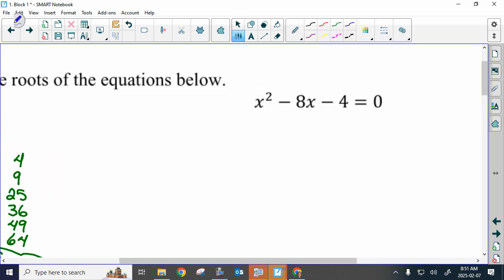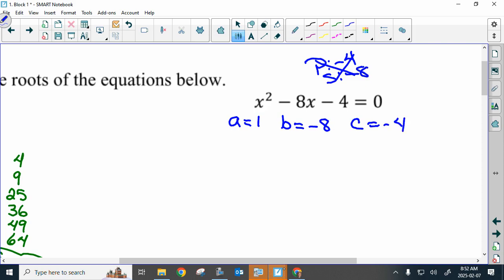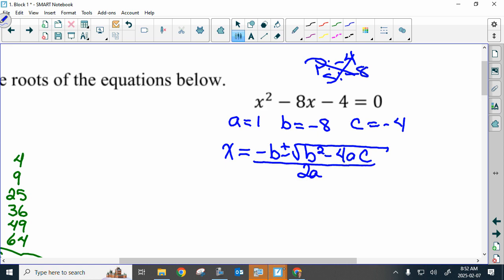Okay. So, is there anything out there that gives you a product of negative 4 and a sum of negative 8? It's not going to, right? So we know that that's not going to be a factoring question. My A value is then 1. My B value is negative 8. My C value is negative 4. I'm going to plug into this formula, negative B plus minus the square root of B squared minus 4AC all over 2A.